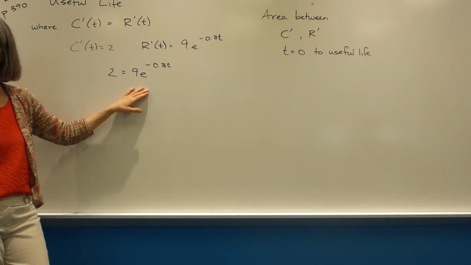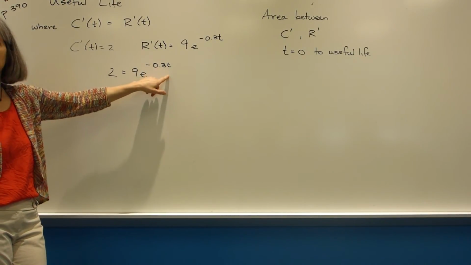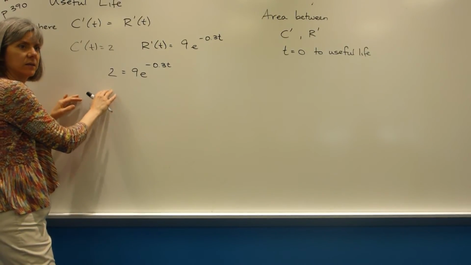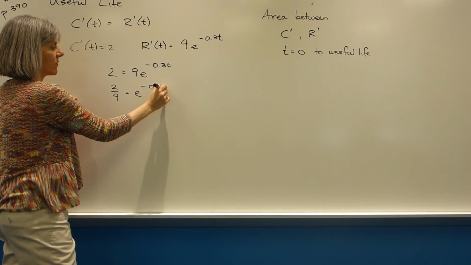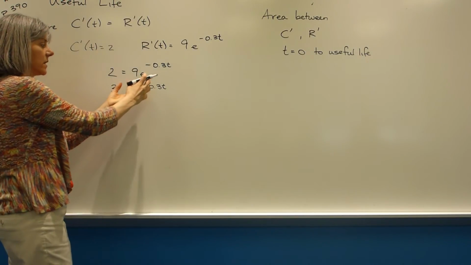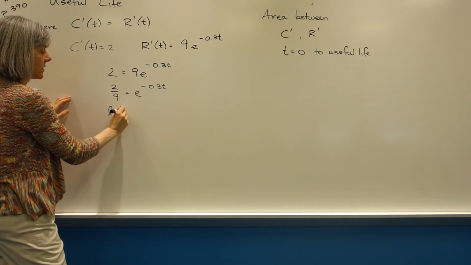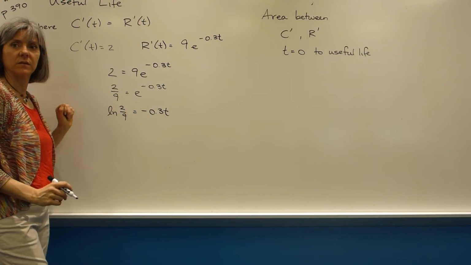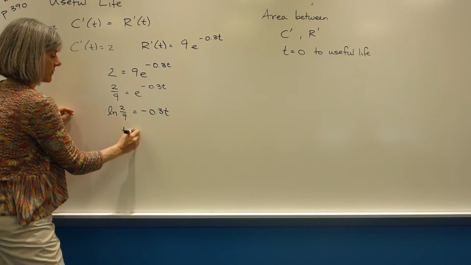Okay, I know we haven't done a lot of this semester. This is pre-calc computation. So t is up in the exponent, so we need to start peeling back layers. The first thing we're going to do is divide by 9. Now I'm going to undo the exponential. I do that with a ln. So when we rewrite it, the exponential becomes the ln on the other side. So I'll get ln of 2/9 equals negative 0.3t. And now I need to divide both sides by negative 0.3.